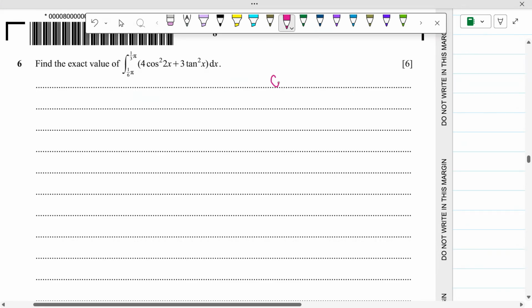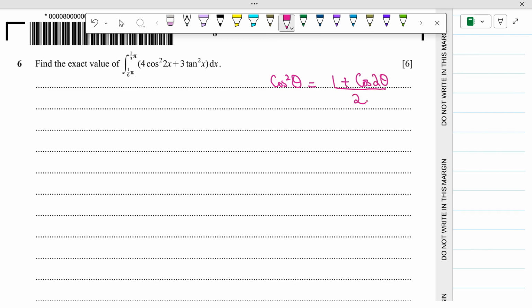For example, cos squared theta is equal to (1 plus cos of 2 theta) over 2. And we also know that tangent squared theta is equal to secant squared theta minus 1. So we will use these identities to solve the given integration. For example, this is equal to the integration from pi by 6 to pi by 3.